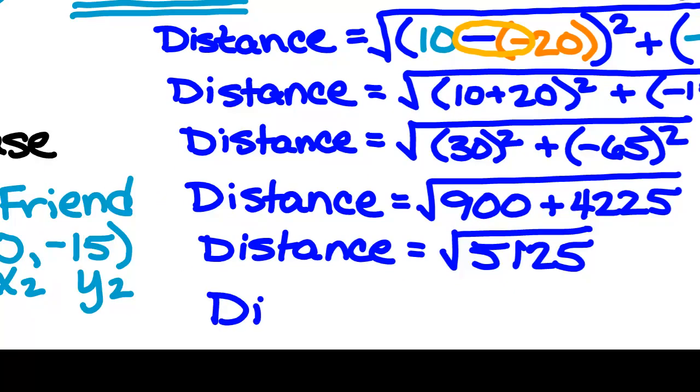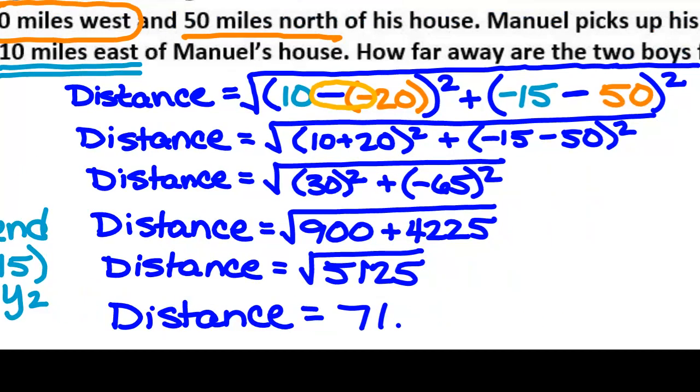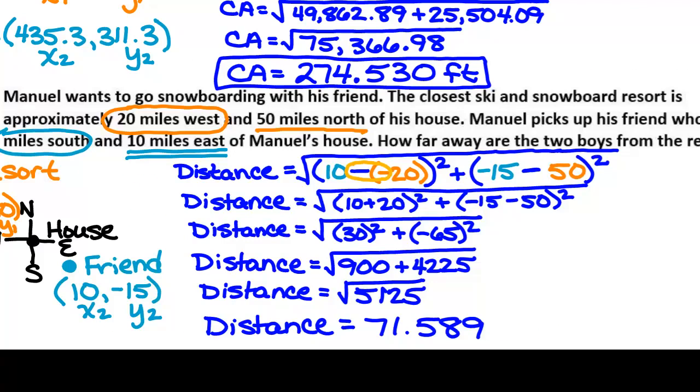So we're going to pop that into our calculators now. We're going to do the square root of 5125. Remember to hit those arrows after the enter key if it doesn't give you a decimal number. 71.589. Should we put units with that? What units should we put with that? Miles. I love it.